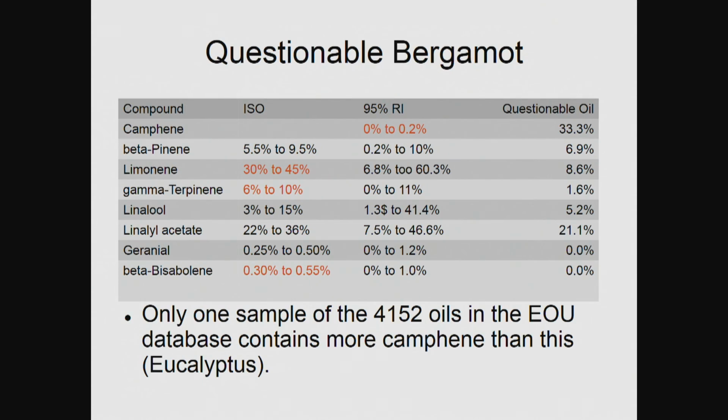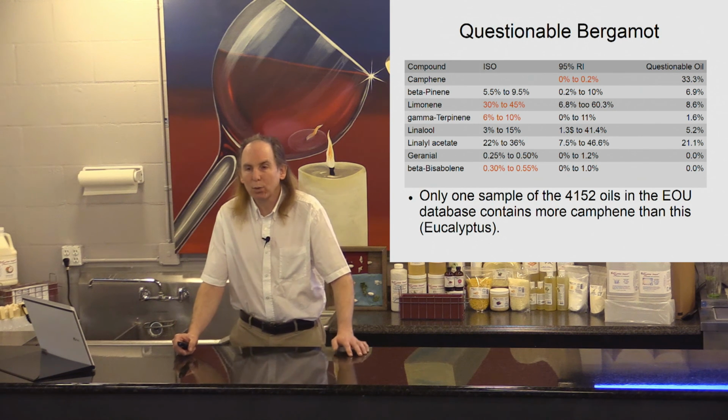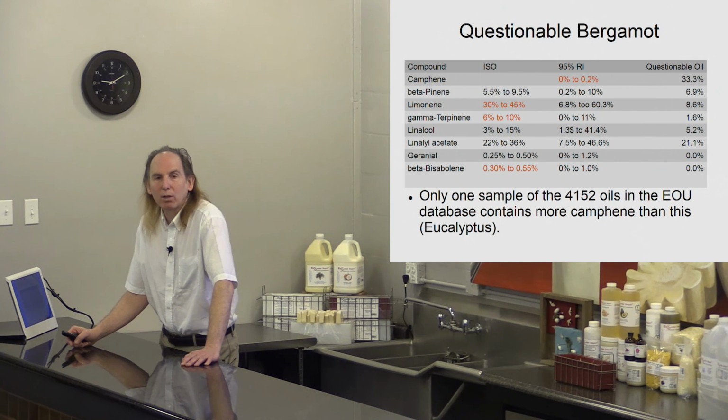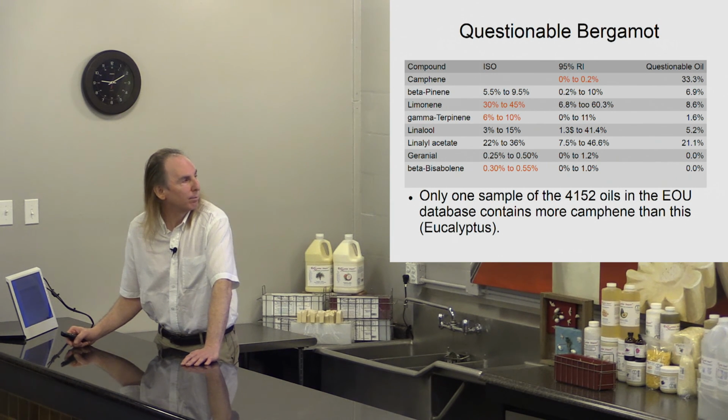Here's a bergamot oil. And the problem here: the ISO spec doesn't list camphene at all. The 95% reference interval says between 0 and 0.2%. This is at 33%. A third of the sample is camphene, and it really doesn't belong there. It's not like diethyl phthalate. It's a natural component of essential oils, but it's not a natural component of bergamot oil. And so I consider this oil adulterated with camphene.